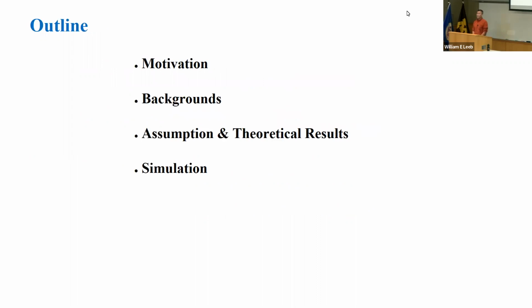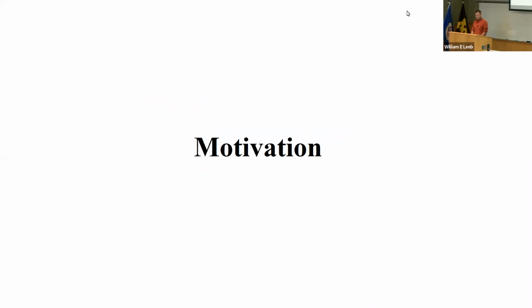So today's outline: we will talk about the motivation of today's work. Then we'll talk about the background of random matrix theory and what optimal shrinkage is. Then we'll give the assumptions and the theoretical results of my current work. Then we will apply our result and our algorithm to simulations and to real data. So let's start with the motivation.